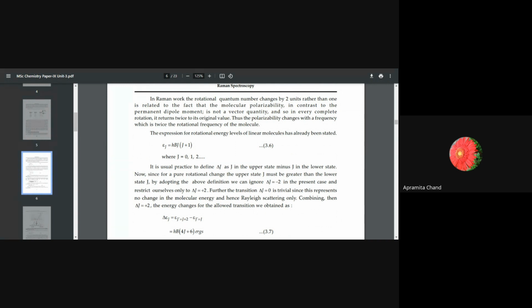The expression for the rotational energy level for linear molecules is E_J is equal to h B J into J plus 1, where J is equal to 0, 1, 2. Please note this down. E_J is equal to h B J into J plus 1, where J is equal to 0, 1, 2.